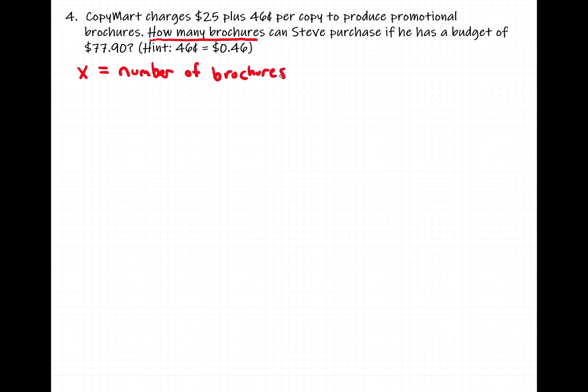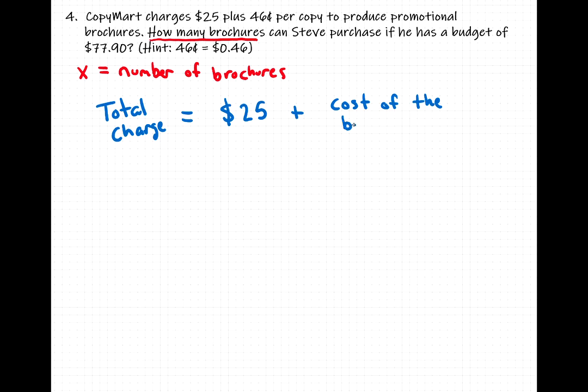So now let's look at the total charges. So let's put this in words before we use an equation. So let's say the total charge, or the total cost, is equal to, well, what do you have to pay? You have to pay $25 plus the cost of the copies, or the cost of the brochures.